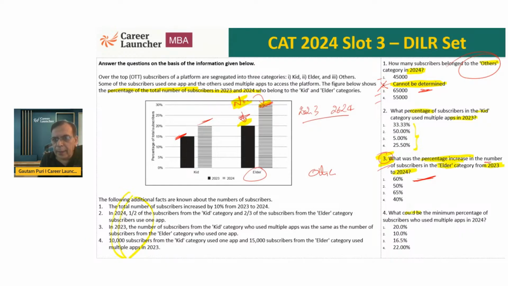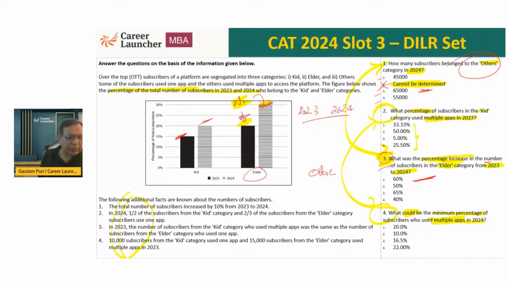What could be the minimum percentage of subscribers who use multiple apps in 2024? What is also interesting is that question number 1 and question number 3 are talking about the number of subscribers. Question number 2 and question number 4 are talking about the percentage of subscribers who use multiple apps. So 1 and 3 are talking about the numbers, and 2 and 4 are about multiple apps.